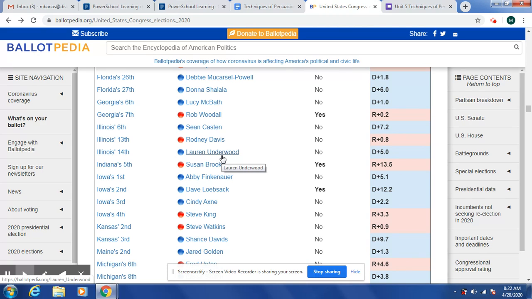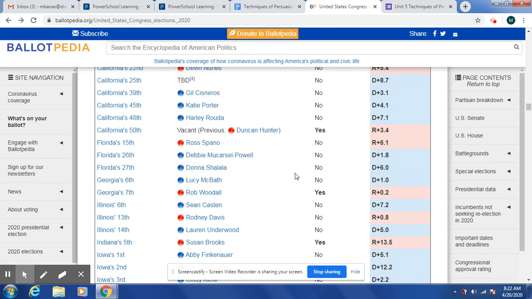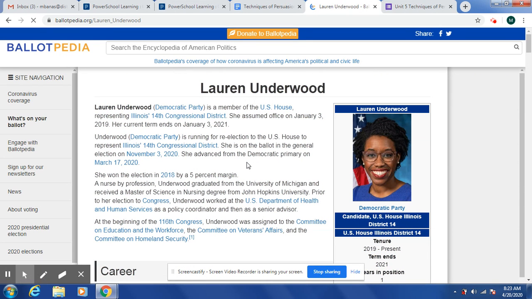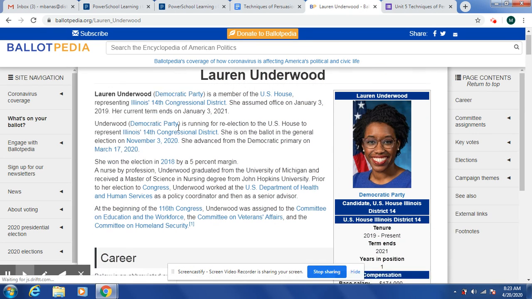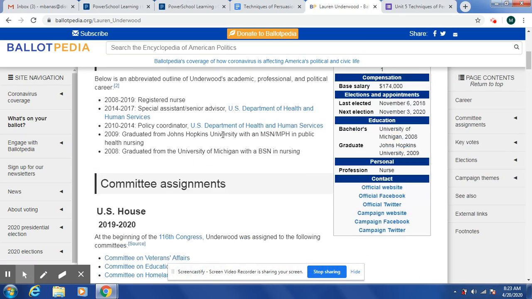For a lot of us, because I know we live in different districts, Illinois 14 with Lauren Underwood is considered a battleground, so a Democrat or a Republican can win it. Lauren Underwood is our current congressional representative from the district, and the website talks about her and her career and her votes and what's important to her.